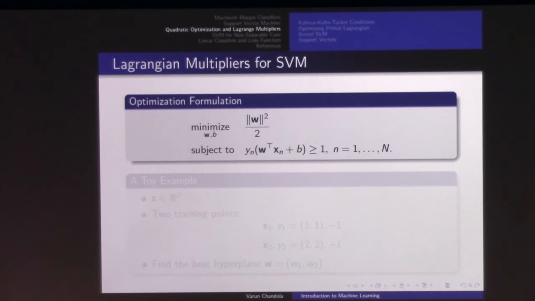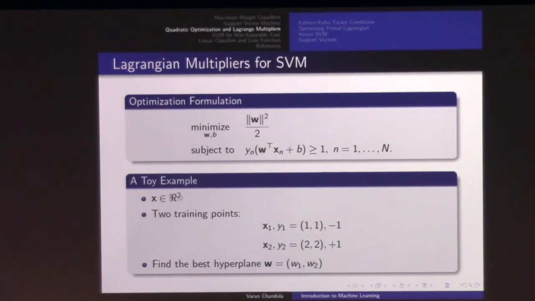So that helps us solve our optimization problem for SVM. Again, this is your optimization problem. First we are going to go through a very simple toy example. Let's say your x is in two-dimensional space, and you have two training data points. One is (1, 1) with label minus 1, and the other is (2, 2) with label plus 1. So one of them is a negative point, one is a positive point, and we want to find the best hyperplane which minimizes this, subject to these constraints.